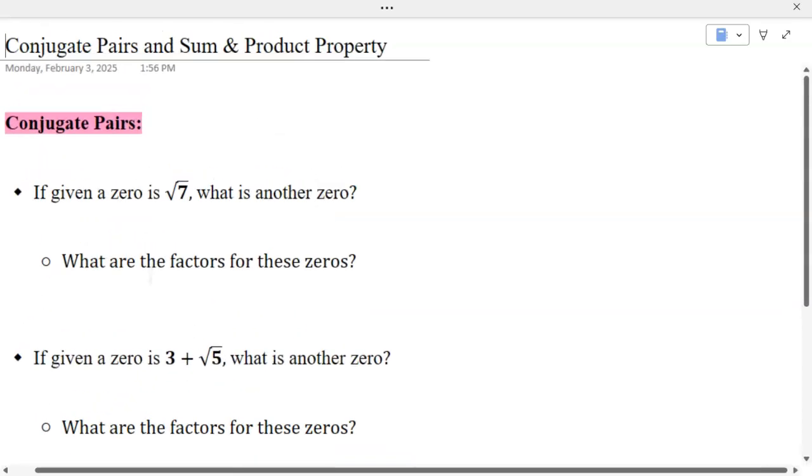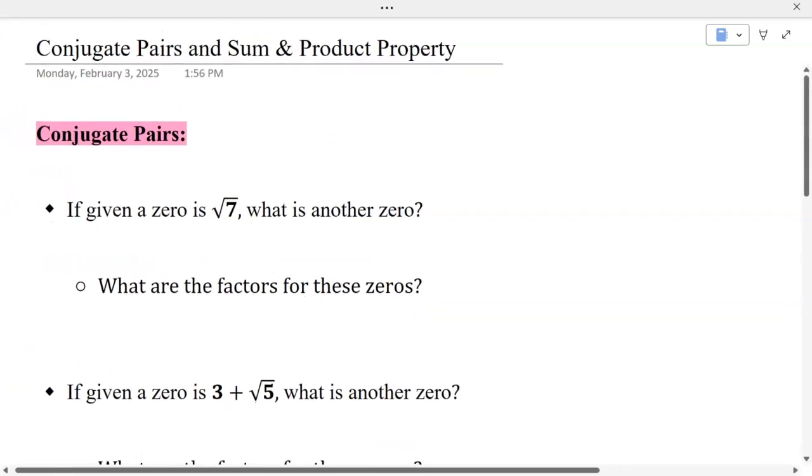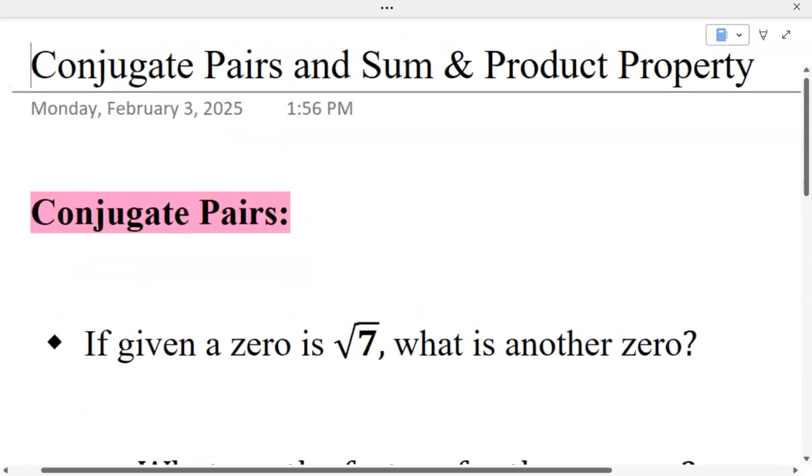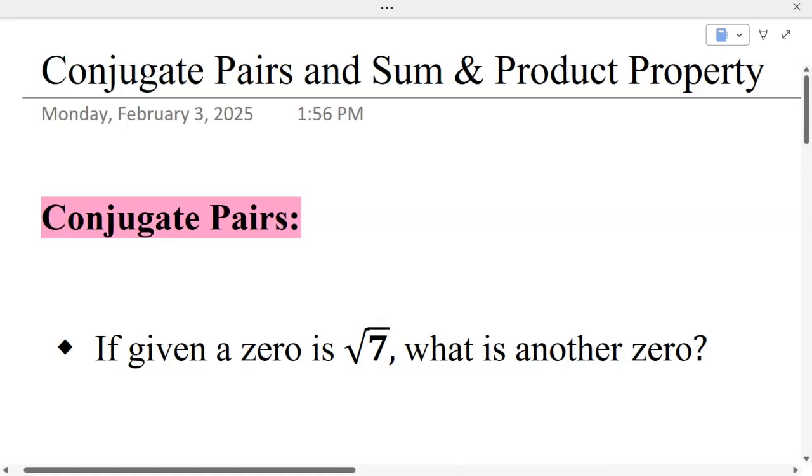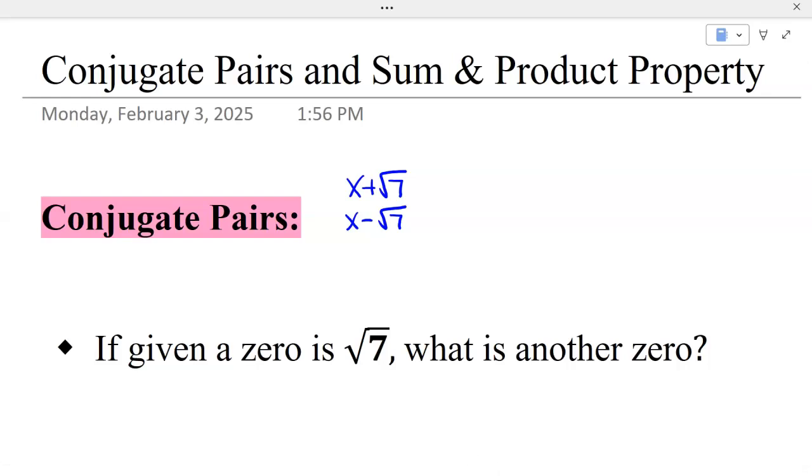Okay, promise this is the last screencast and this one will be faster than the other ones. So if you think of conjugate pairs, we talked about this first semester. When you have a conjugate pair, like x plus the square root of 7, the conjugate pair would be x minus the square root of 7. Remember, the first term stays the same. The second terms just have different signs.